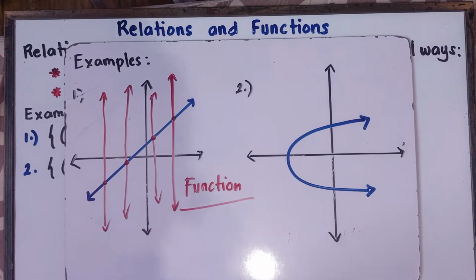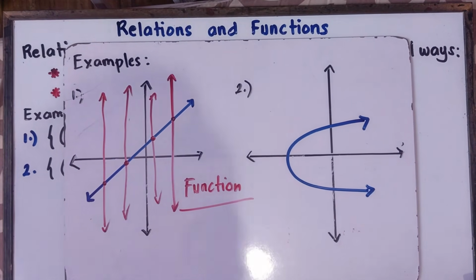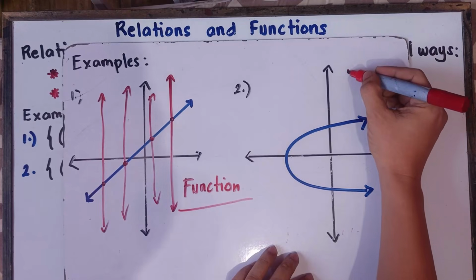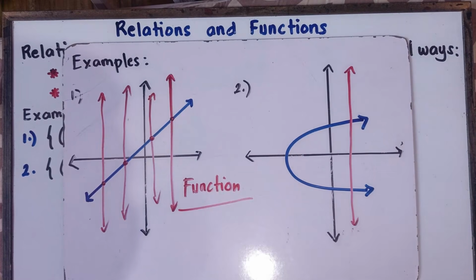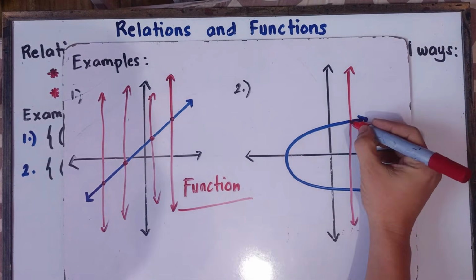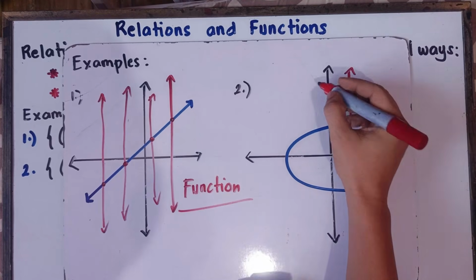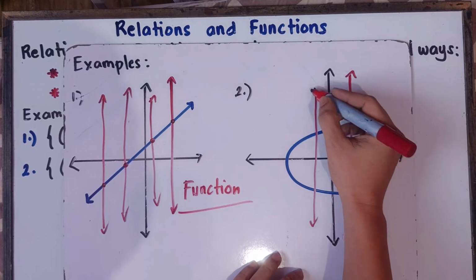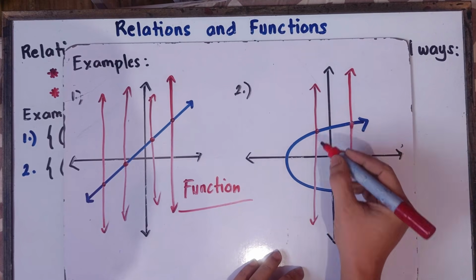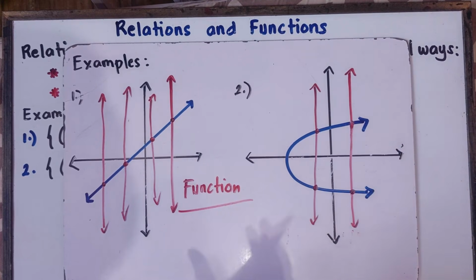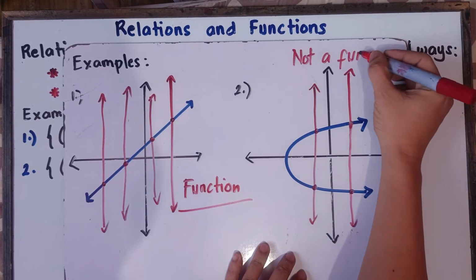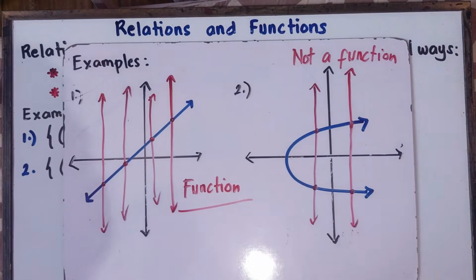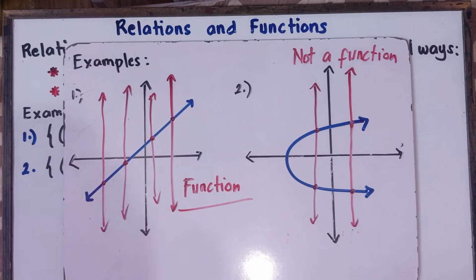Alright, so let's have example number 2. Let's do it step by step. You draw a vertical line test. How many points intersect in this graph? That's correct, there are 2 points, 1 and then 2. Another vertical line test. How many points? That's correct, there are 2 points, 1 and then 2. Therefore, for number 2, this will not be a function. Very easy, right? So not a function with regards to example number 2.